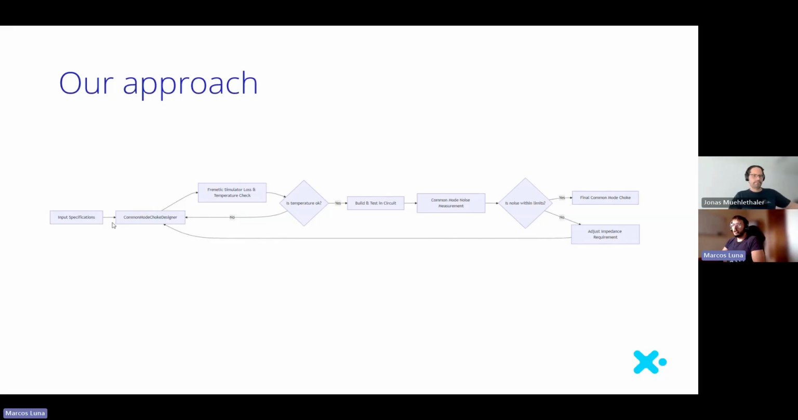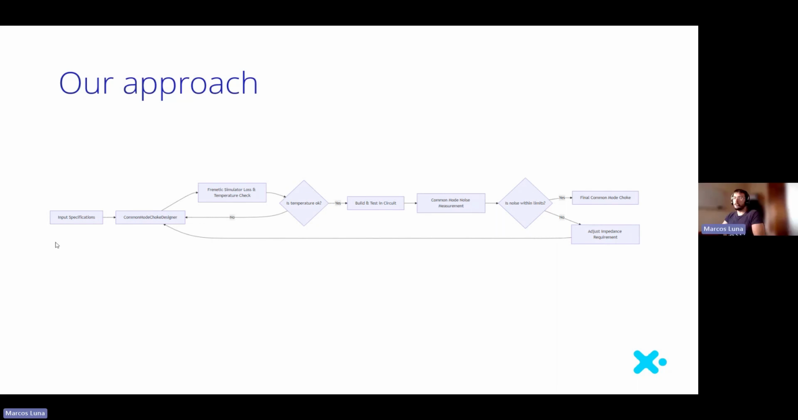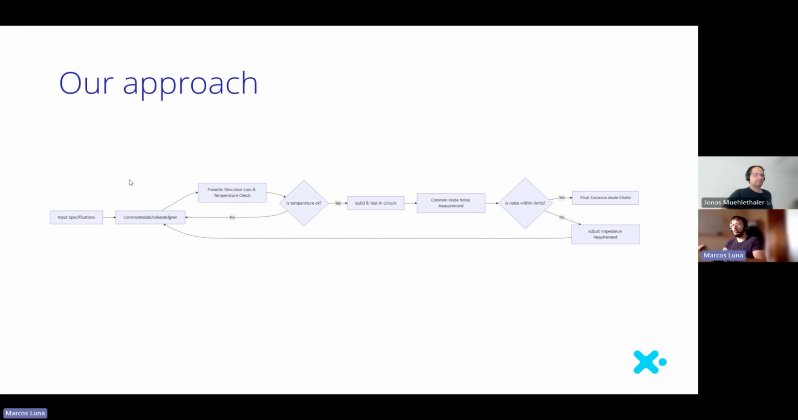Basically, how it works. For the input specs, it uses the same specification that you apply in Frenetic AI. So the input voltage, output power, and it is mandatory to put the switching frequency, which is different when you design the converter where the switching frequency could be variable. So here it's mandatory to have it.